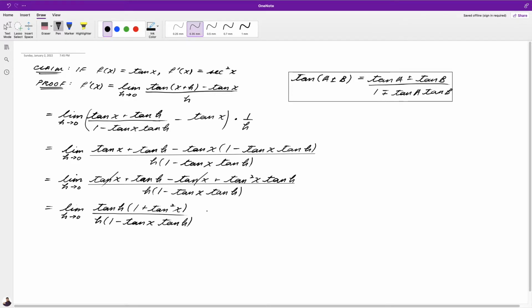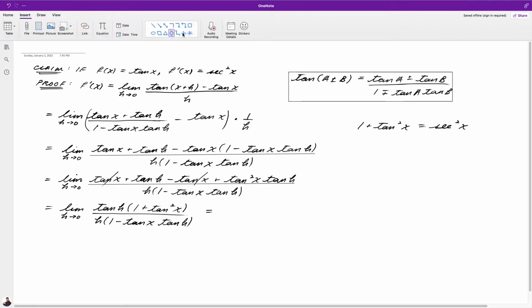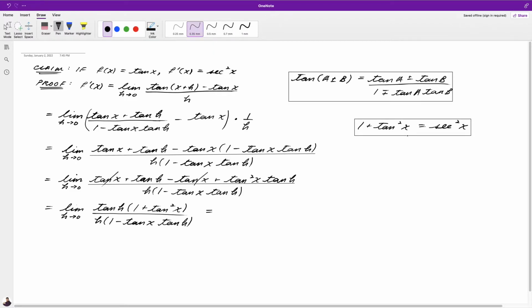Well, 1 plus tangent squared x is equal to secant squared x, right? And this has, of course, been proven in another video, so feel free to refer to that proof if you so desire. Put that in the box there. This is an identity that we're going to be using. So it's going to give us here the limit as h trends to 0 of tan h secant squared x over h times the quantity 1 minus tan x tan h.